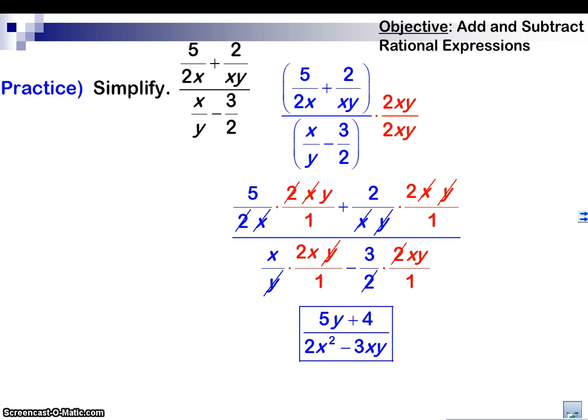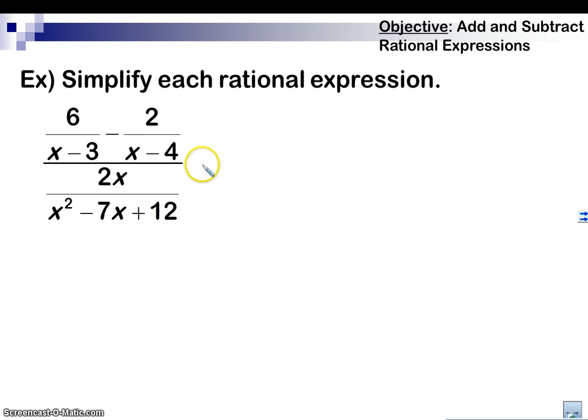All right, last example here, folks. So here's another one just like that. So what we're going to have to do is factor to see what this is. So when we factor it, I'll just write it underneath. I'm going to have x minus 4 and x minus 3. So what's the common denominator? x minus 4 times x minus 3, right? So I'm going to multiply the top and the bottom by x minus 4 times x minus 3.